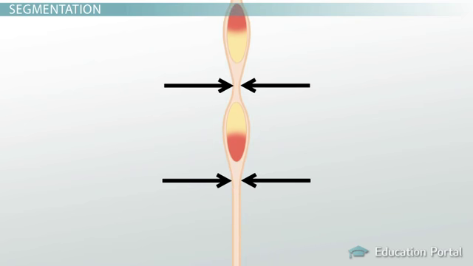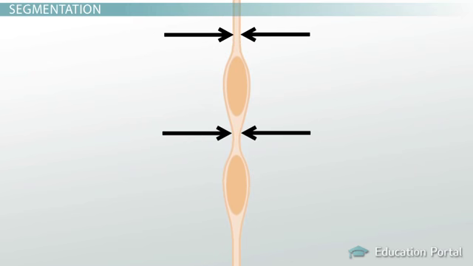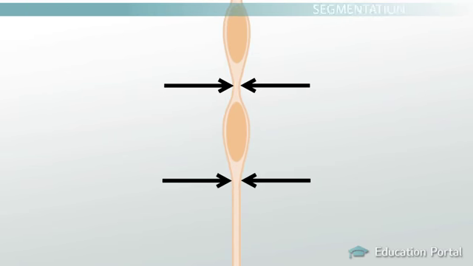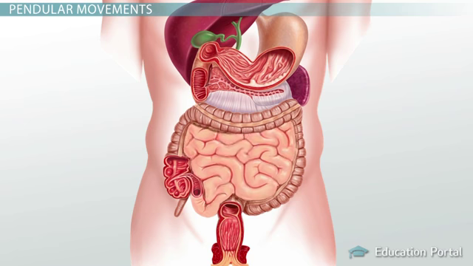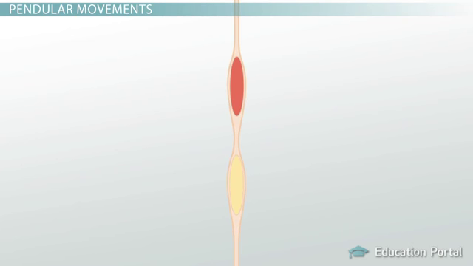Segmentation acts to slosh the chyme back and forth, almost like it's being tossed around in a washing machine. And this fully mixes the chyme and allows it to come in contact with the wall. Pendular movements are another type of movement that takes place in the small intestine. Pendular movements are described as alternating contraction and relaxation of the longitudinal muscles, causing a portion of the small intestine to shorten and lengthen. This is almost like watching a slinky as it stretches and contracts, and this creates a mixing of the chyme as it spills the chyme back and forth.